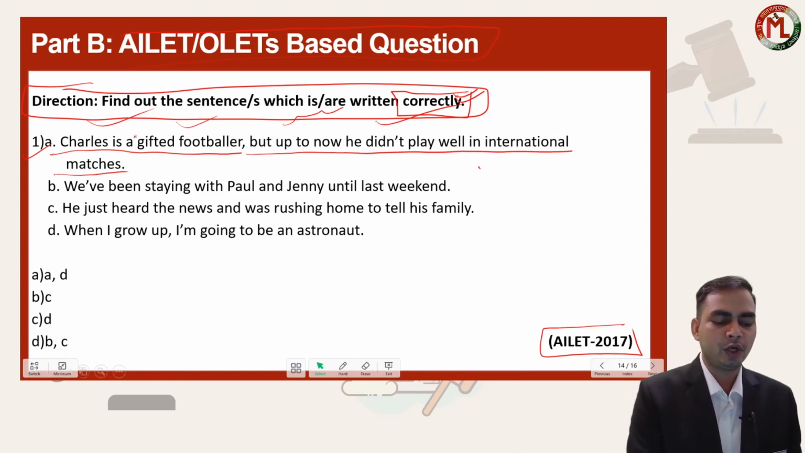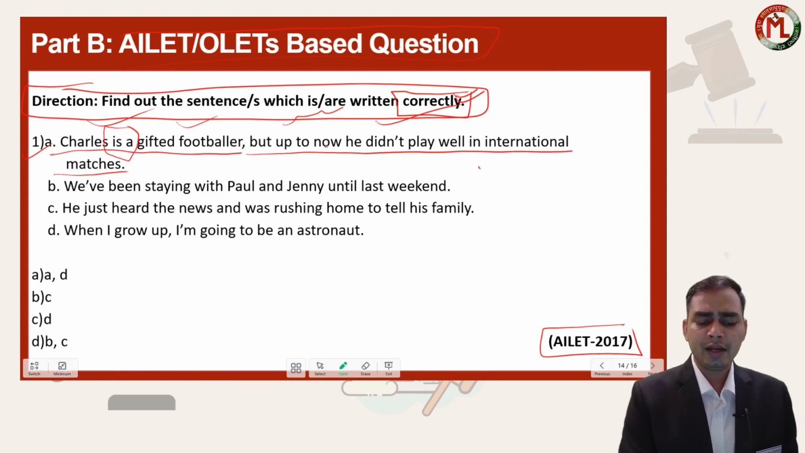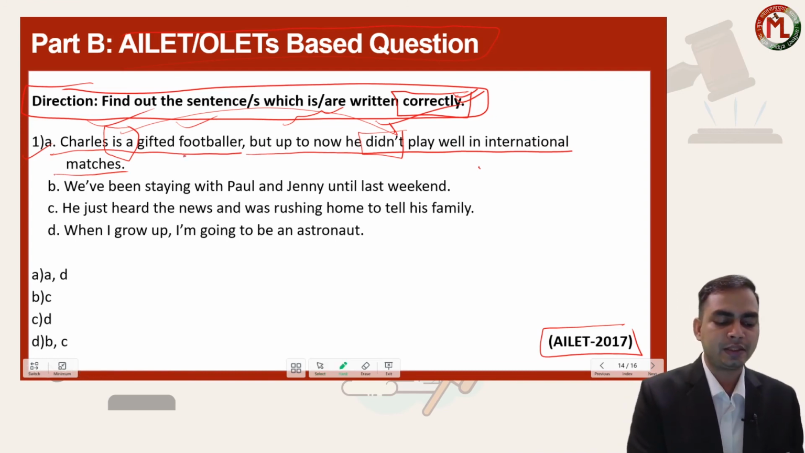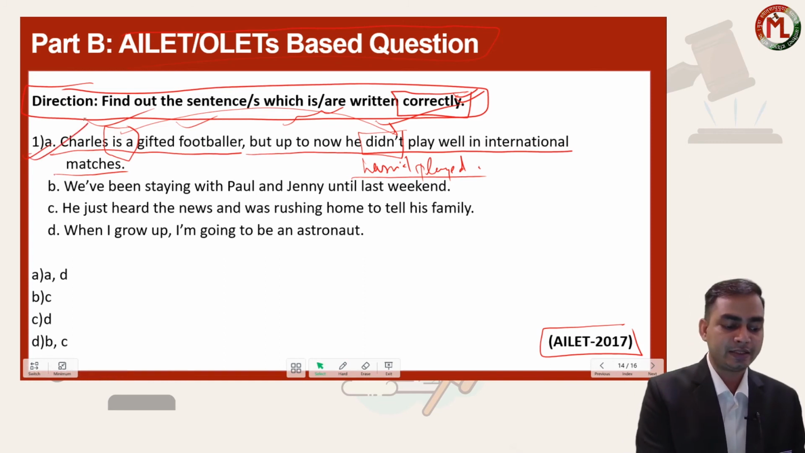So it says Charles is a good footballer. You can see here it is in present tense. So the sentence which follows it should have the same tense, but now he did not. You can see that this doesn't agree with "is" and "did not". So what is the suitable tense there? That is present tense. So it should have been Charles is a gifted footballer, but up to now he hasn't. So what we need here is "hasn't played well in an international examination". So this is an incorrect statement.